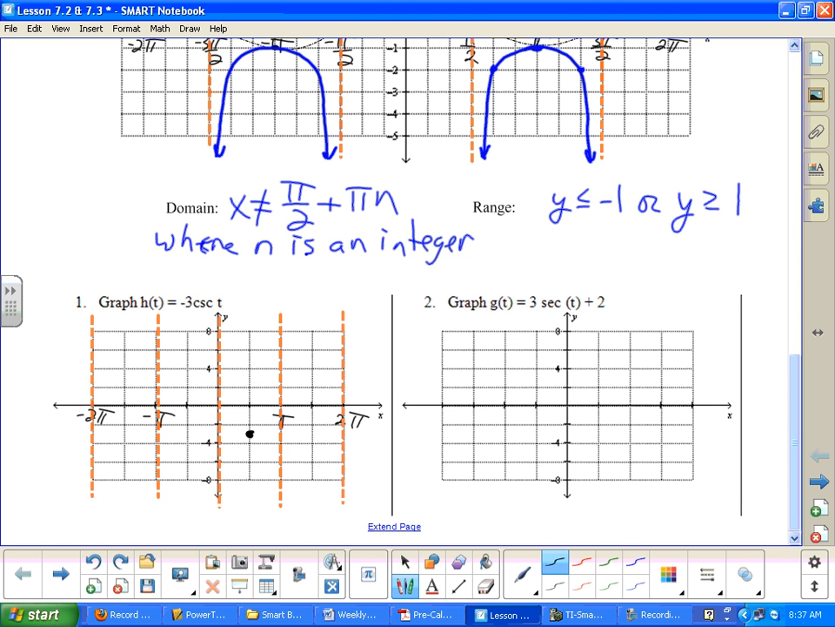Now the other numbers that we used were pi over 6 and 5 pi over 6. And we said at pi over 6, since sine was 1/2, cosecant was 2, so then -3 cosecant means it would be at -6. So I'm going to have it -6 there, and -6 over here, and then we'll draw our graph.